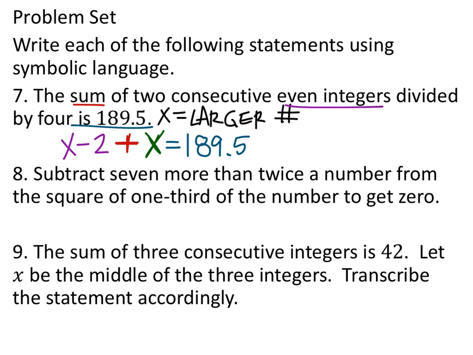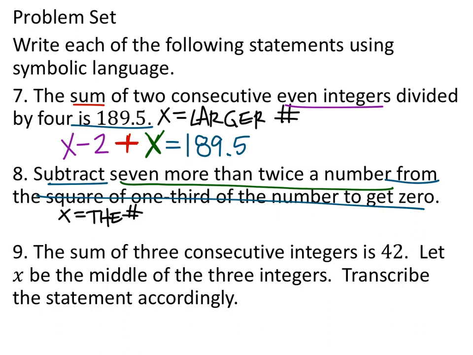Subtract 7 more than twice a number from the square of 1/3 of a number to get 0. Now again, we may have to read these several times. Let's look at this again. Subtract 7 more than twice the number. This tells us to subtract. We're subtracting all of this stuff from the square of 1/3 of a number to get 0. So it looks like it just says it's the number, which we don't know right now. So I'm going to say for this one that x is the number.